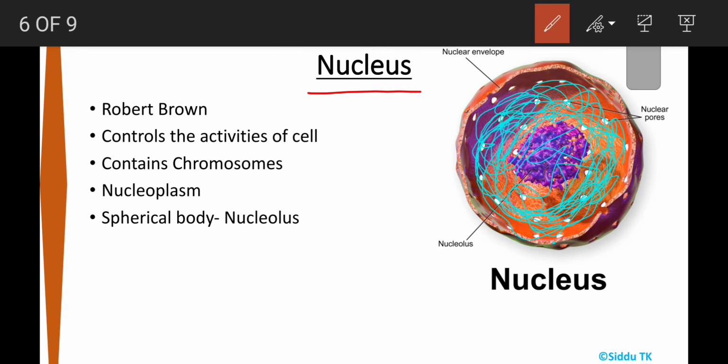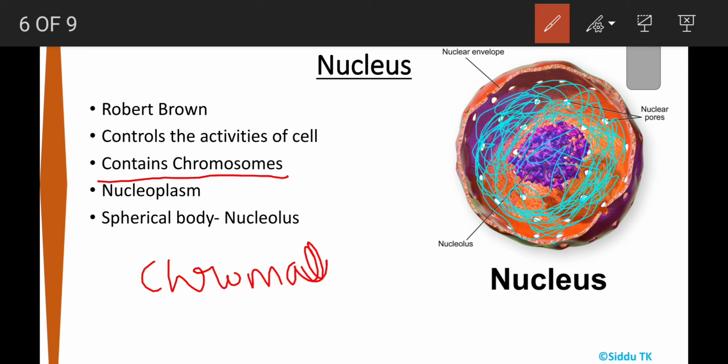The next important cell organelle is the nucleus. Nucleus was discovered by Robert Brown. Nucleus is a double membrane bound structure and it controls all the activities of the cell. The membranes are called the nuclear membrane. It contains small openings called nuclear pores. Nucleus mainly contains DNA in the form of chromatin threads. These chromatin threads condense and form chromosomes during cell division.